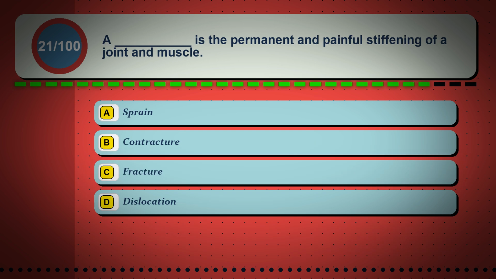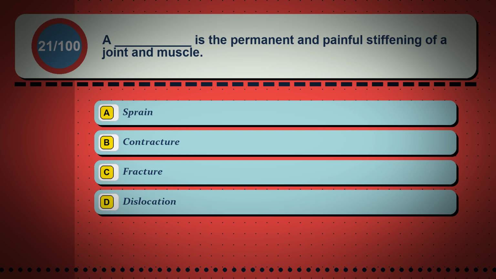Question 21. A blank is the permanent and painful stiffening of a joint and muscle. Option A, a sprain. Option B, a contracture. Option C, fracture. Option D, dislocation.